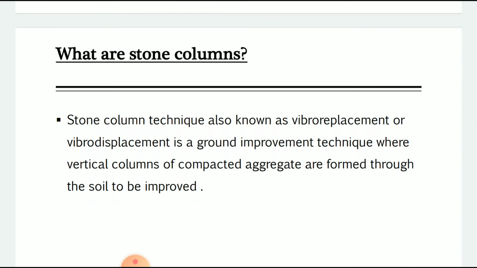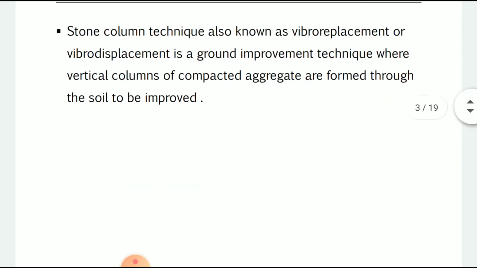The stone column technique is also known as vibro replacement or vibro displacement. It is a ground improvement technique where vertical columns of compacted aggregates are formed through the soil to be improved. This is the stone column, and always remember, the stone column is also known as vibro replacement or vibro displacement.